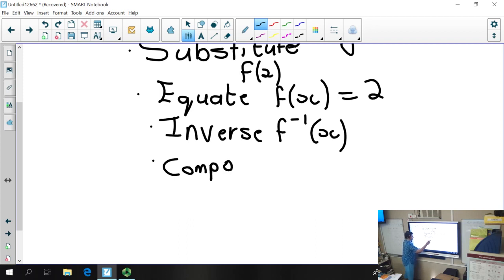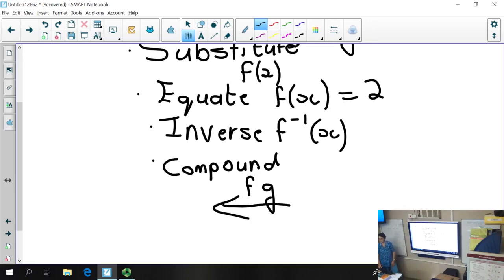We'll add it just now, yeah. And then compound functions, which was fg. And it always works from the right to the left. Composite, it's the same. We can write that word as well there. Compound and composite. Composite. fg, so g goes into f.